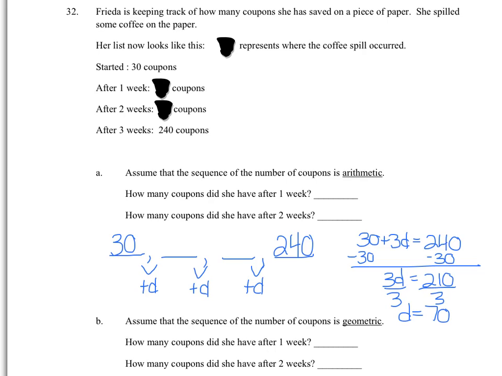That means plus 70, and 30 plus 70 is 100. And then 100 plus 70 is 170, and 170 plus 70 is 240. So how many coupons did she have after week 1? She had 100. How many coupons did she have after week 2? She had 170.